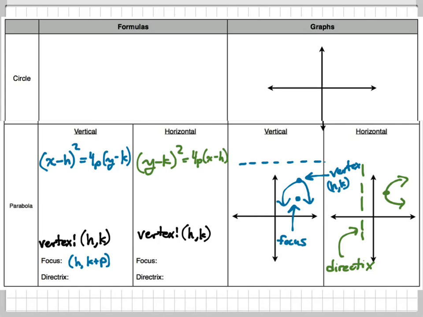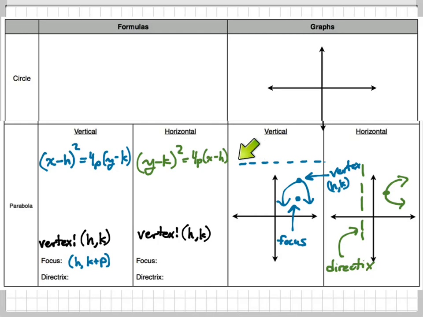Now we have the directrix. The directrix is a straight line. It's horizontal, and it's the same distance that the focus is from the vertex. Now, because it's a straight line, that means it's going to be an x equals or a y equals. Which one is it, and how do you remember?